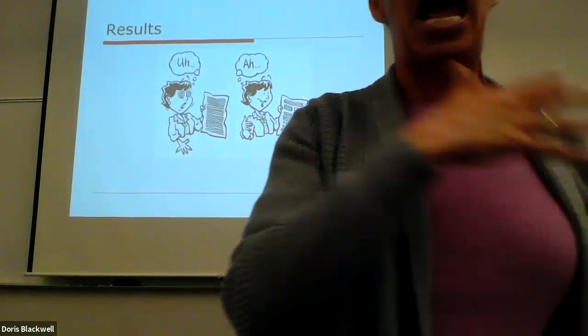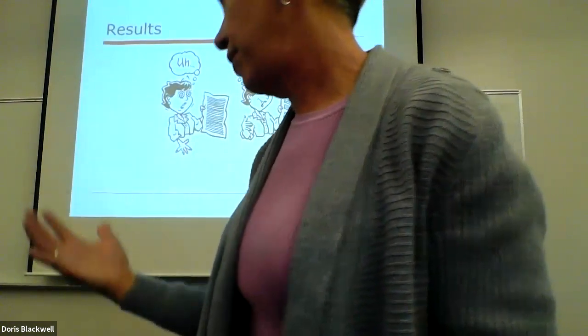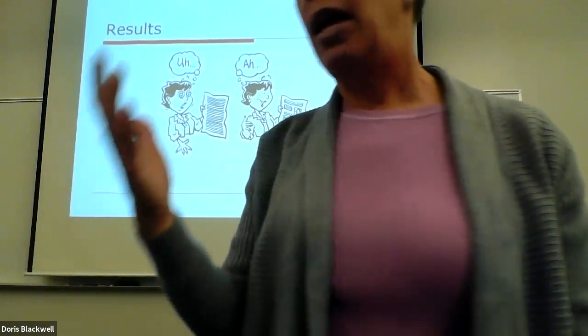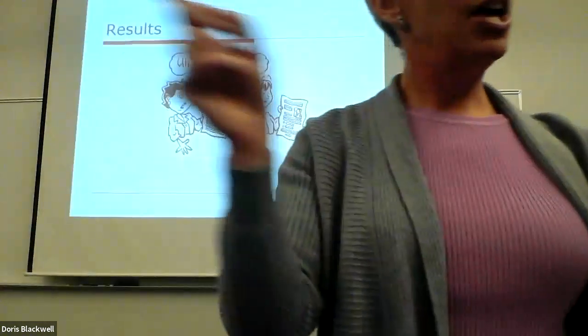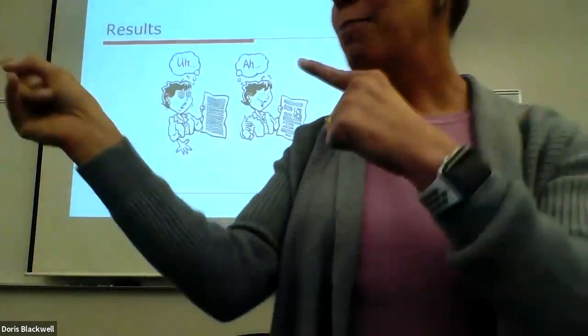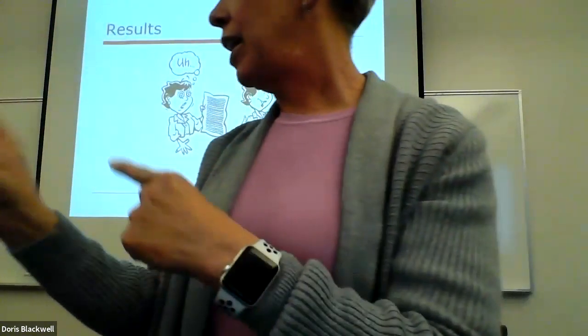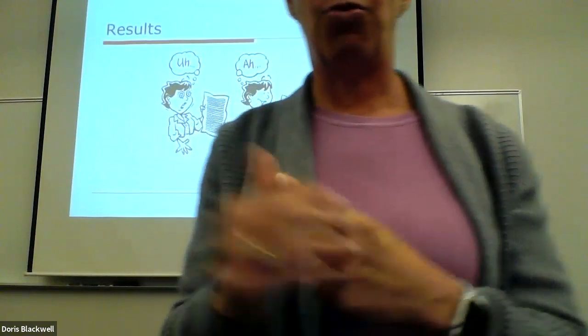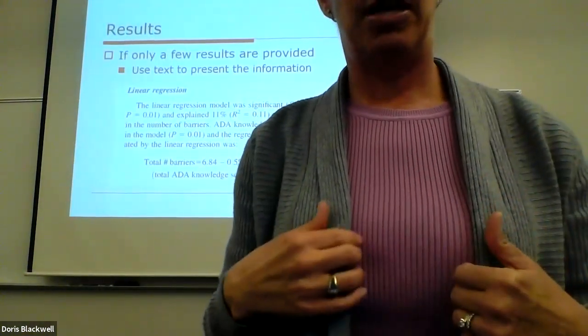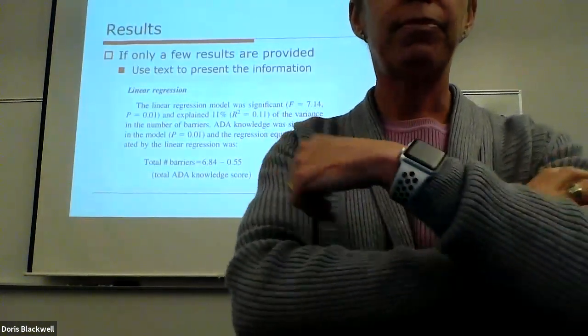We're not saying everything that's in our table or everything that's in our graph, right? We're saying X, Y, and Z were significant. Go look at this beautiful table that I spent so much time creating. I want you to go look at that, right? So we're going to be directing our readers over to our tables and to our graphics.